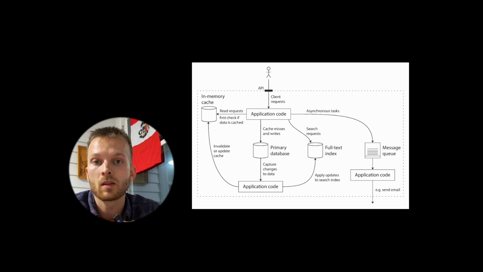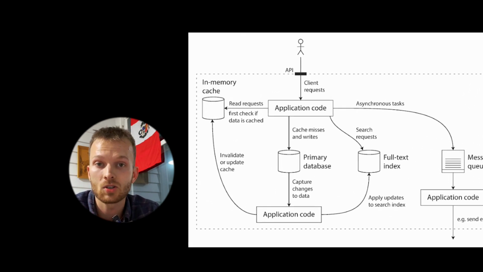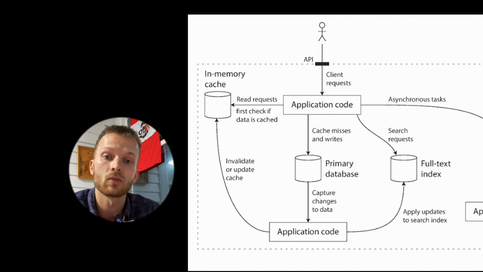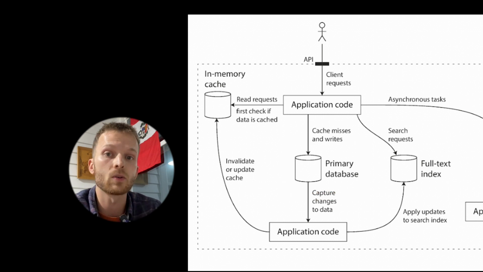So when you're using Amazon, let's imagine that we're looking at the page for all dog food. This is the first read operation. So the application layer looks into the cache to see if we've made any requests for all dog food products in the past. And if this data exists in the cache, it'll immediately return that to the client. And if it doesn't, then it'll go into the primary database to retrieve all products related to dog food, return those results to the client, and also cache those results.